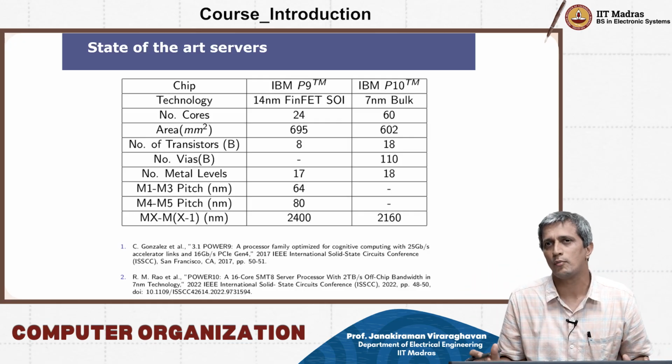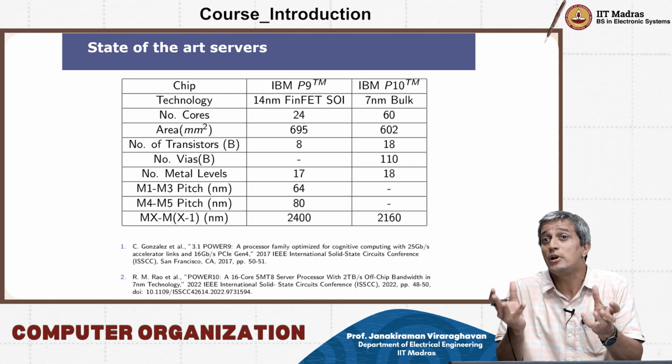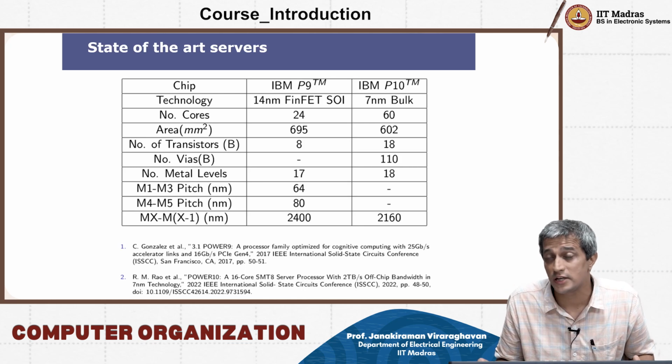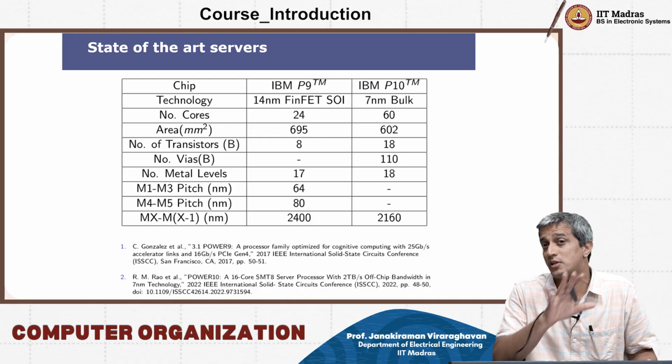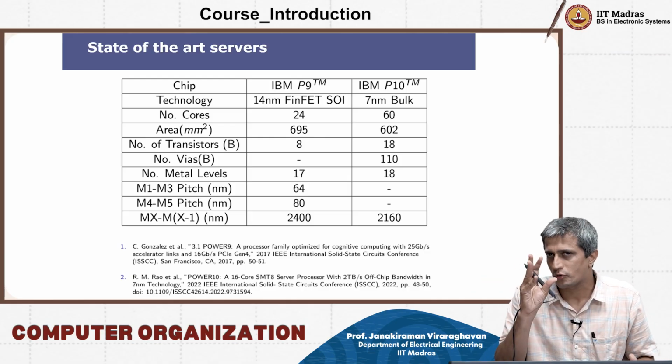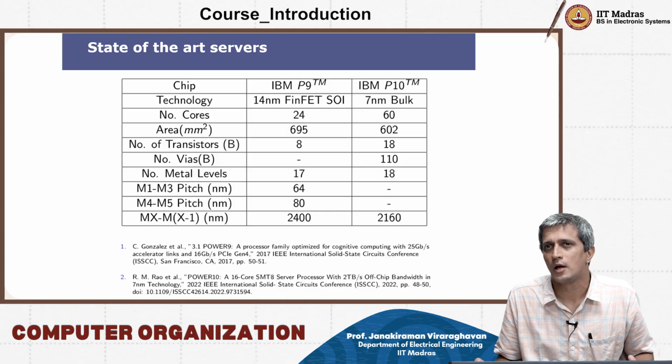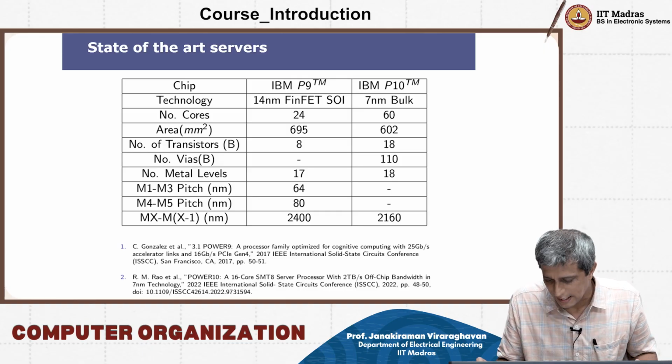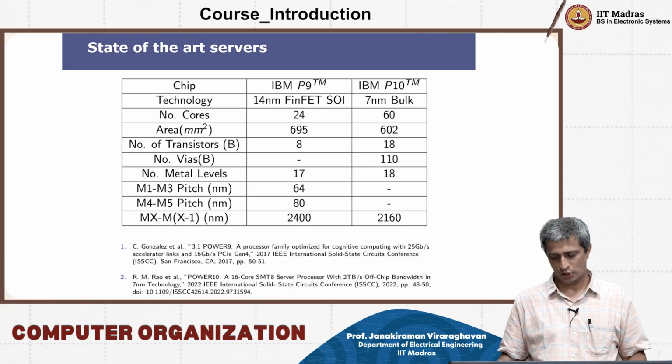That's how you are able to connect these 18 billion transistors to each other. Otherwise, just connecting them in 2 dimensions is impossible. So that's the fundamental technology which has enabled us to pack so many transistors and build a microprocessor out of it.